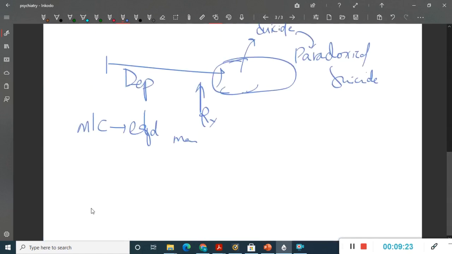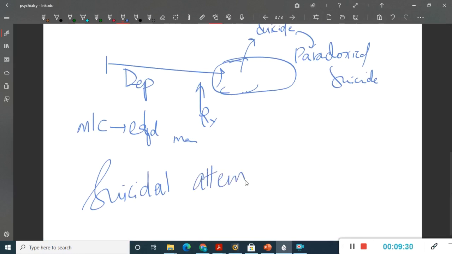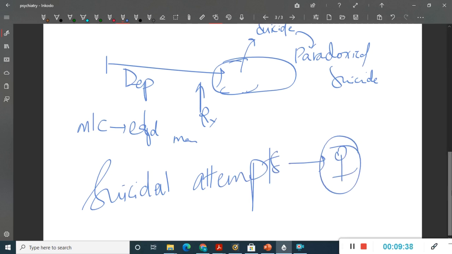But if you see suicidal attempts, whereas completed suicide has an increased risk in male patients, suicidal attempts are most common in females. Suicidal attempts are most common in females. Okay, so this is about suicide.